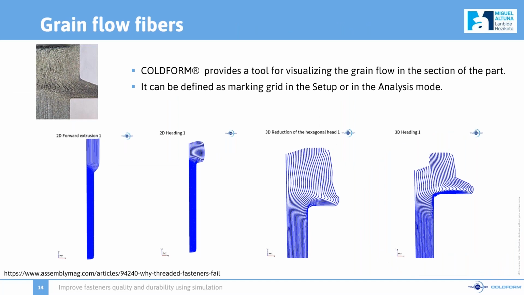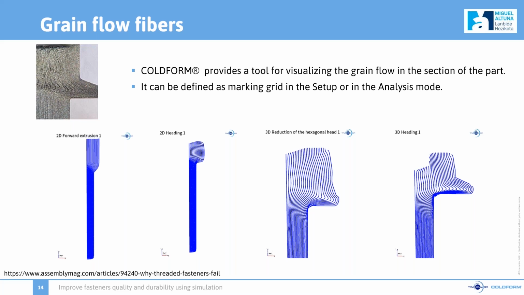You may want to guarantee the mechanical strength of the part with a grain flow that meets a needed specification. In the software, a grain flow fibers marking grid can be used to visualize the grain flow orientation in the section of the part, or to guarantee the specification required in the headed bolts, screws, and studs.